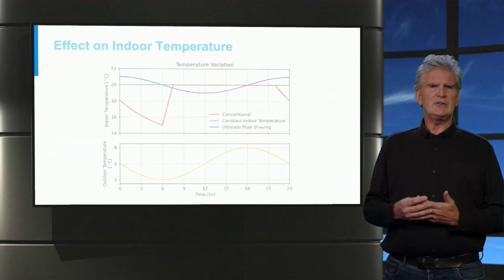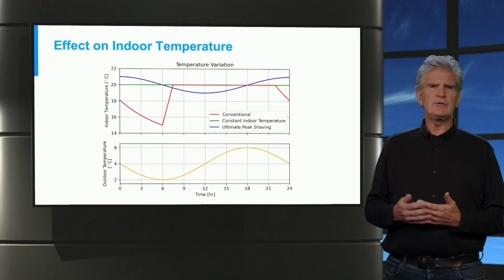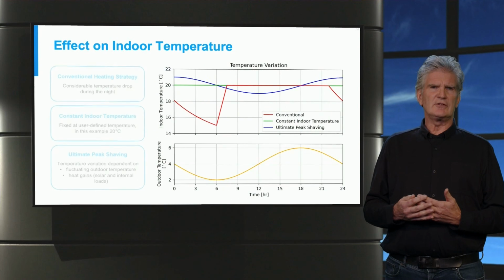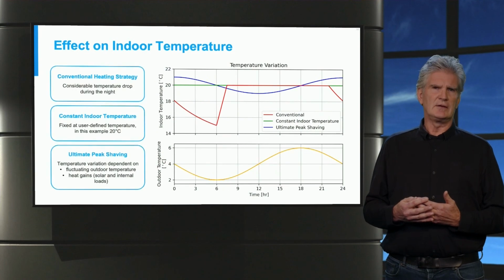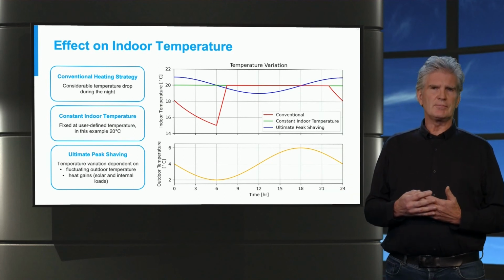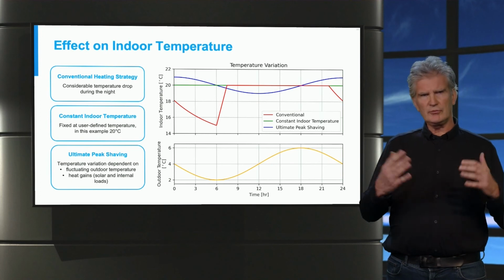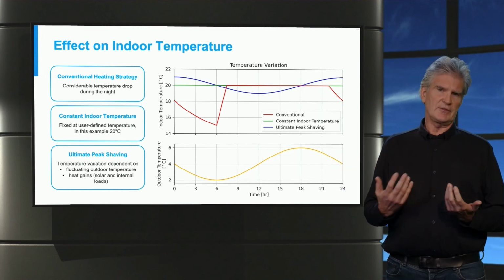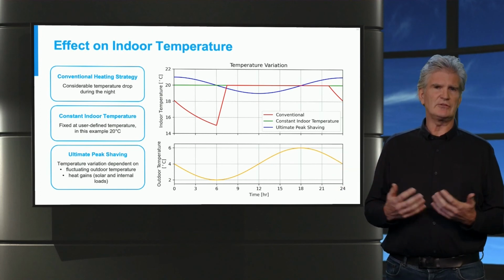For each of these strategies, the temperatures are different. And here you can see them compared. In the conventional strategy, the temperature drops down during the night. And with the constant indoor temperature strategy, it's obviously constant throughout the day. And with the ultimate peak shaving strategy, the temperature will fluctuate during the day and is dependent on the time constant of the building and the variation of the outdoor temperature.